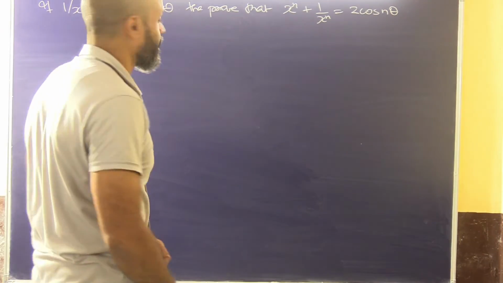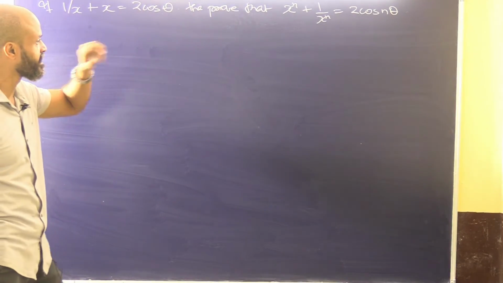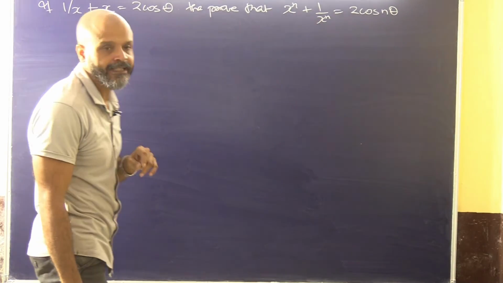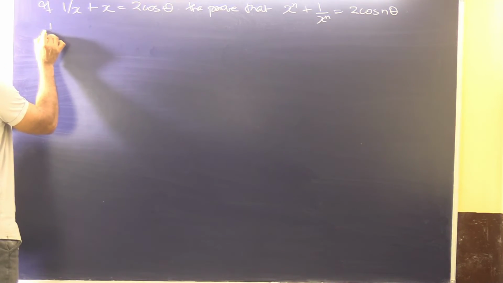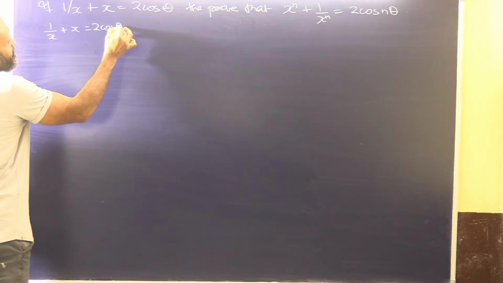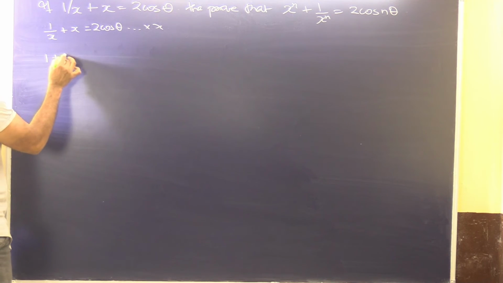So we have here this problem in which 1 by x plus x is equal to 2 cos theta. Then prove that x to the power n plus 1 by x to the power n is equal to 2 cos n theta. So let's do this here. If 1 by x plus x is equal to 2 cos theta, multiplying this entire equation by x, we will have 1 plus x square is equal to 2x cos theta.